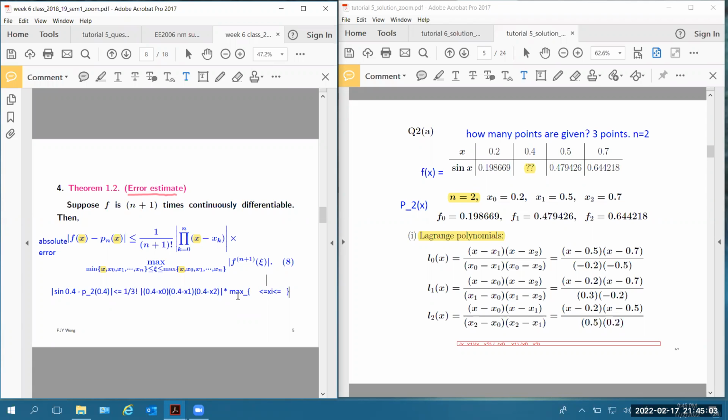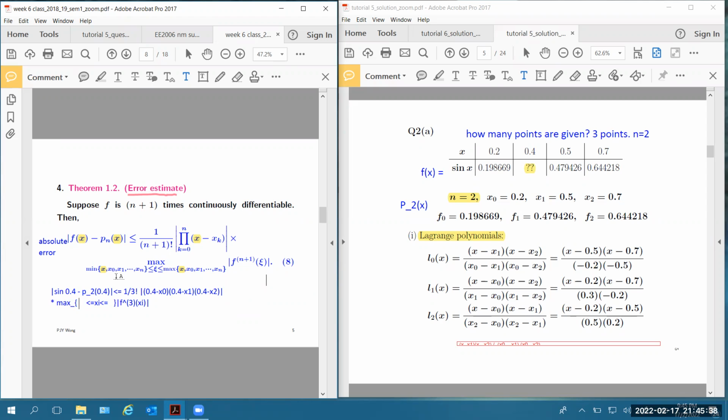And then of course I want the n plus 1 derivative. N plus 1 means third derivative, right? So the third derivative of the function f at xi. Is there a place for me to put it? Maybe I should bring this down. Okay, like that. I haven't filled in the range for xi yet.